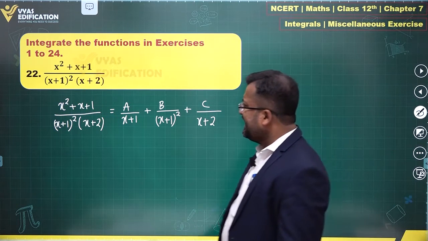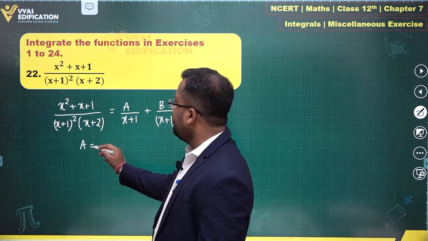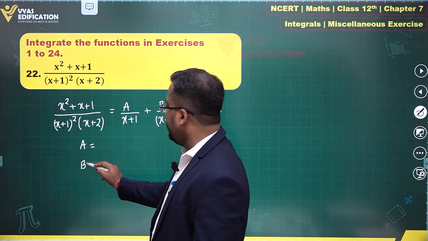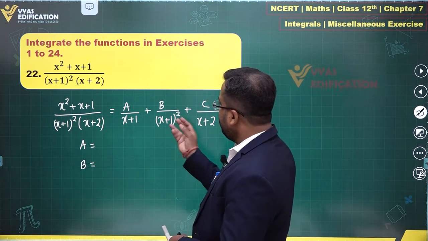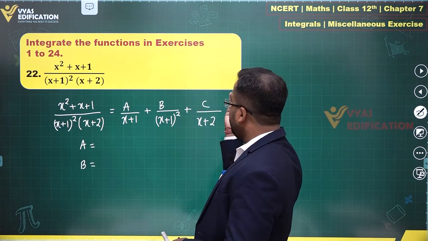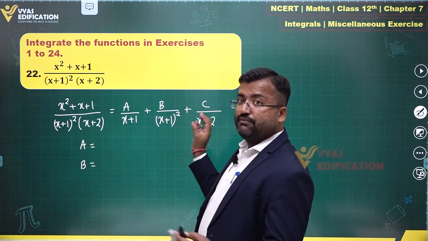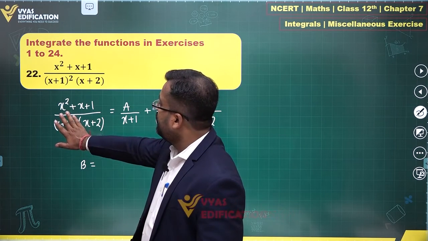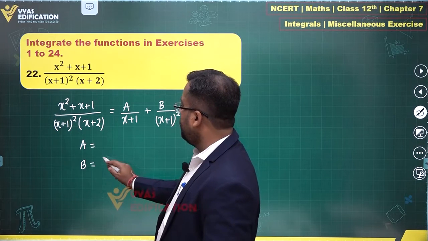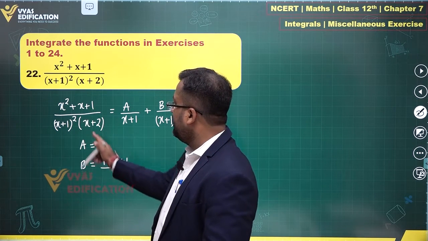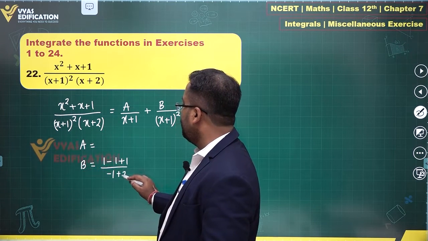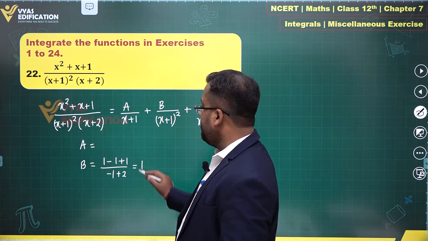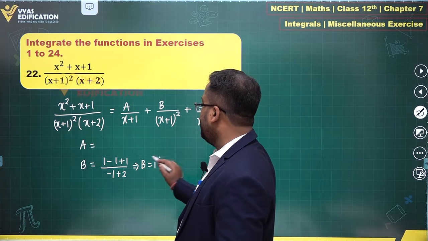Once we do that, can we find the values of a, b and c? What is a equal to? Oh, a will be difficult, but b can be found directly. We can multiply with (x plus 1) whole square, and put x equal to minus 1. This will become 0, this will become 0. Put x equal to minus 1, this will be (1 minus 1 plus 1) upon (x plus 2), which is minus 1 plus 2. This is 1 upon 1, which is 1. So that gives me b is equal to 1.